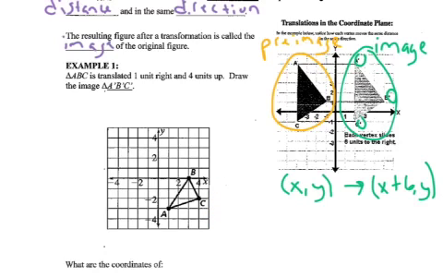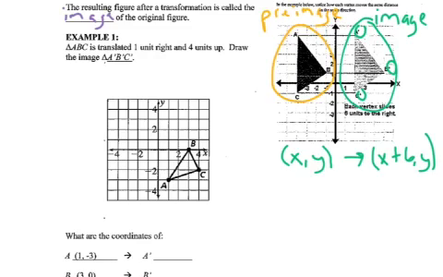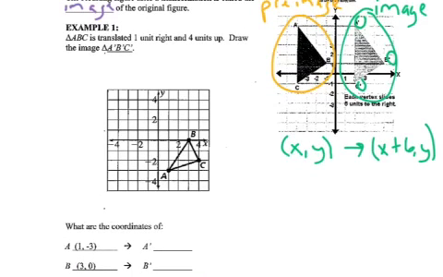So for example 1, it says triangle ABC is translated 1 unit right and 4 units up. Draw the image triangle A prime, B prime, C prime. So that's exactly what I'm going to do. So I start at one of my dots. It does not matter. So if I start at B, I need to move it 1 unit right, and then I need to move it 4 units up. So if I move B 1 unit to the right, 4 units up, 1, 2, 3, 4, I'm going to put a dot right there and label that B prime. I'm going to do this for every single point.